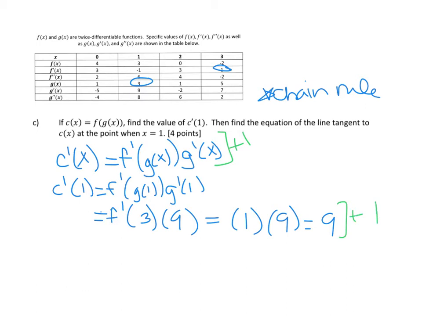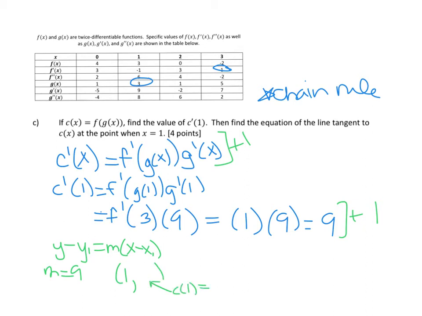The last thing we're going to do is the tangent line. I think I've been writing out y equals mx plus b, but then using point slope. I'll actually write down the point slope form. So we need a point, we need a slope. We know our slope is 9. Our point we can find by figuring out what the value of c of 1 is.